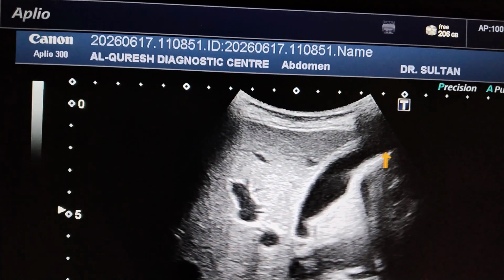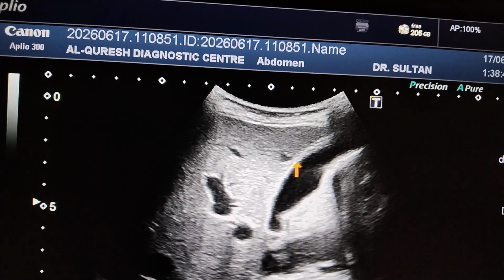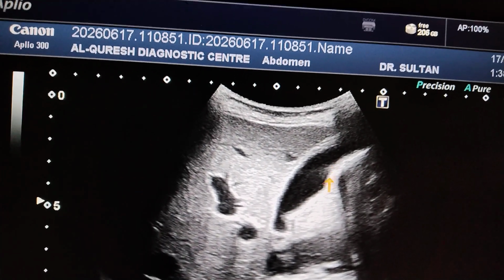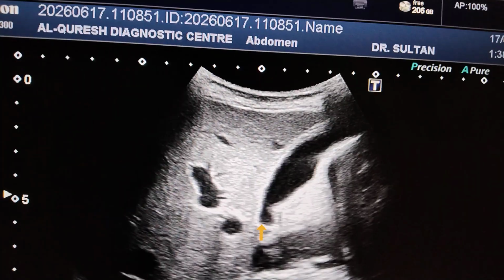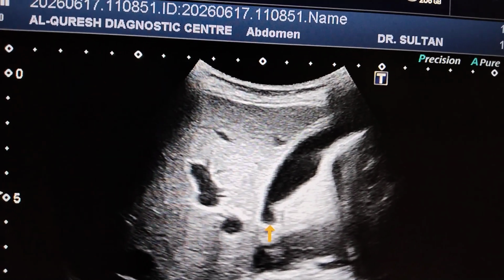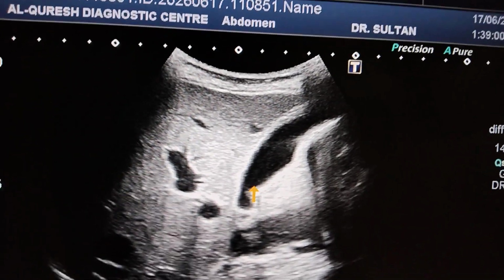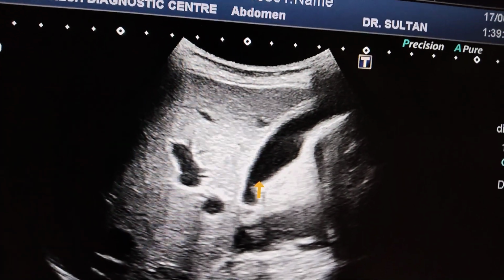Again, this hanging portion or distal portion is the fundus, major portion is the body, and this proximal portion, which is close to the portal vein, is the neck of the gallbladder. This was all about the normal anatomy of the gallbladder. Thank you very much.